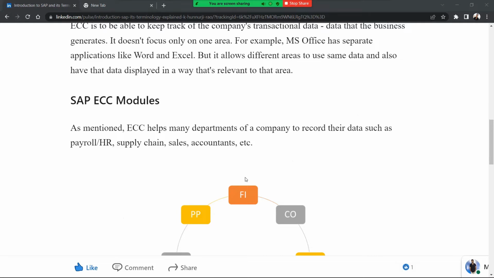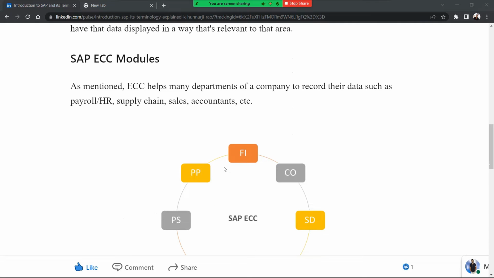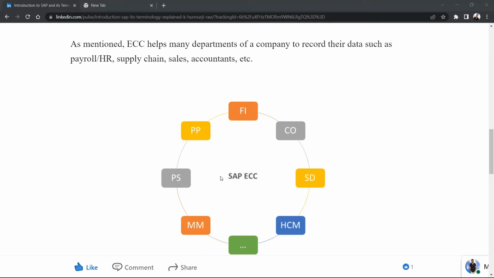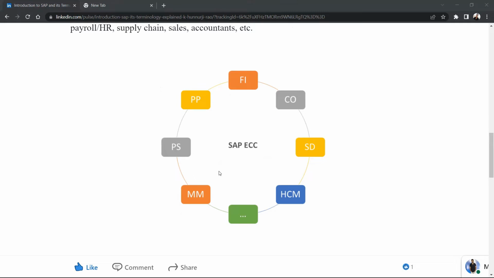Now we'll discuss more about these SAP modules. As I mentioned, ECC covers many departments of a company. Now we'll be discussing the SAP ECC modules. ECC actually helps many departments of a company to record their data, such as HR payroll, supply chain, sales, etc. There are many modules, like here we can see in this diagram FICO, SD, which stands for sales and distribution, HCM, and material management.